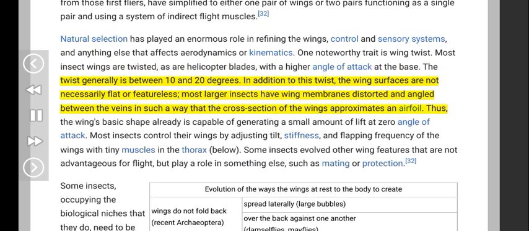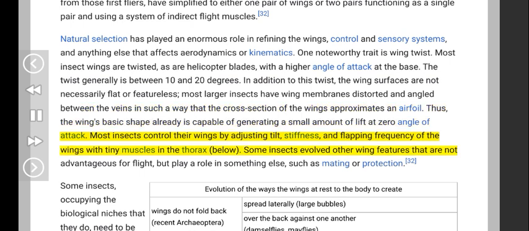In addition to this twist, the wing surfaces are not necessarily flat or featureless. Most larger insects have wing membranes distorted and angled between the veins in such a way that the cross-section of the wings approximates an airfoil. Thus, the wing's basic shape already is capable of generating a small amount of lift at zero angle of attack. Most insects control their wings by adjusting tilt, stiffness, and flapping frequency of the wings with tiny muscles in the thorax below. Some insects evolved other wing features that are not advantageous for flight, but play a role in something else, such as mating or protection.